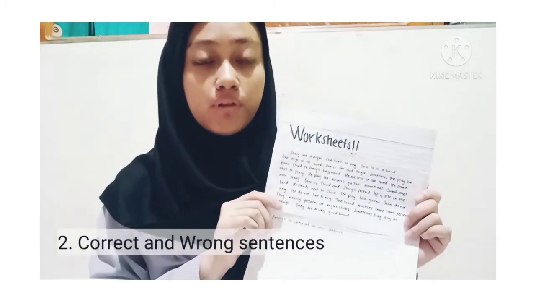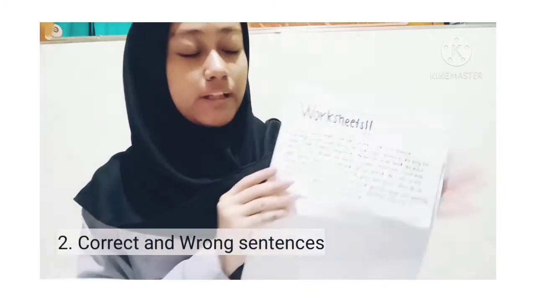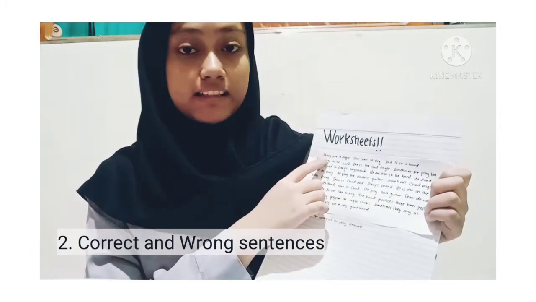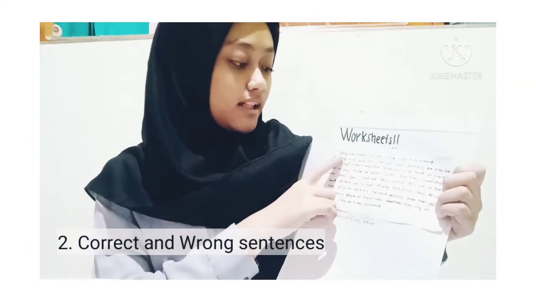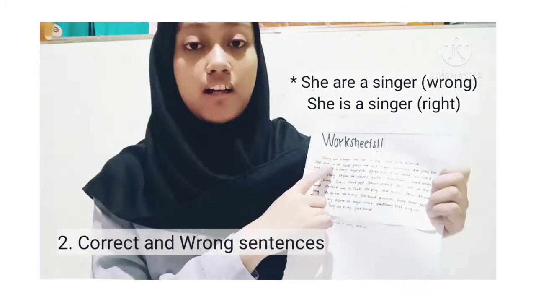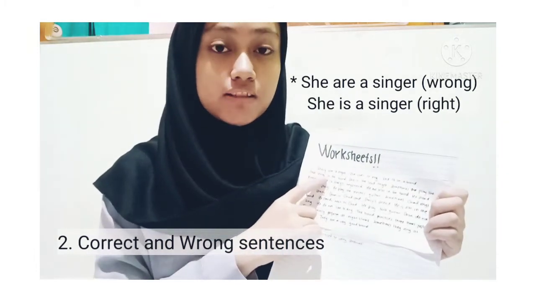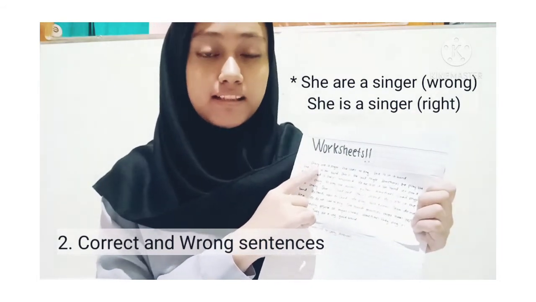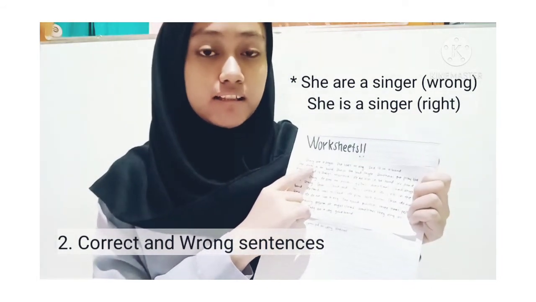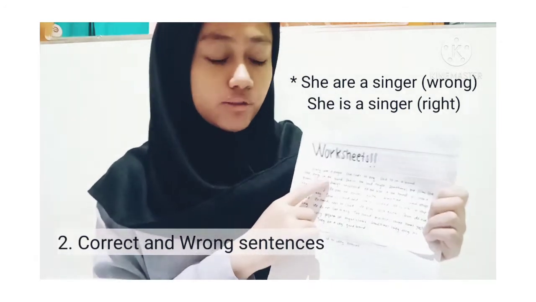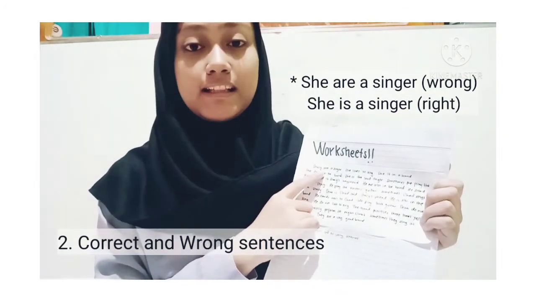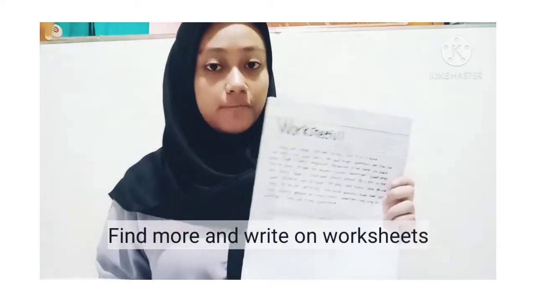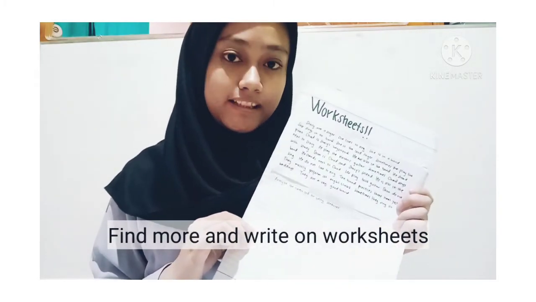For the second worksheet here, we are going to see the correct and the wrong sentences. Here, we can see the first sentence is already wrong because it says Stacy are a singer. It's wrong, right? Because the correct one is Stacy is a singer. Because the subject Stacy is the same as she and need to use to be is. So the correct one is Stacy is a singer. You need to find more of it and then please write it on your worksheets.